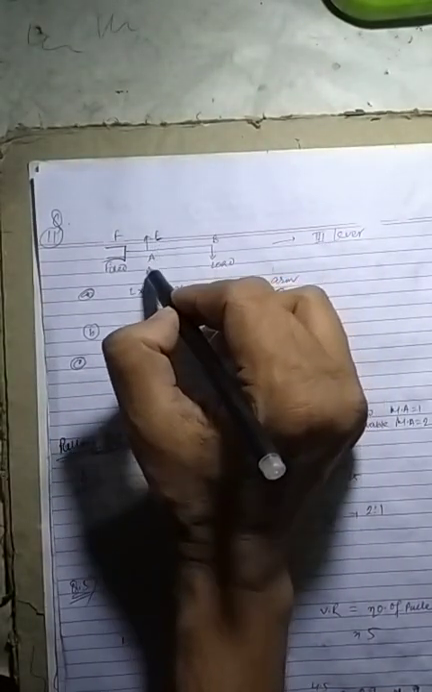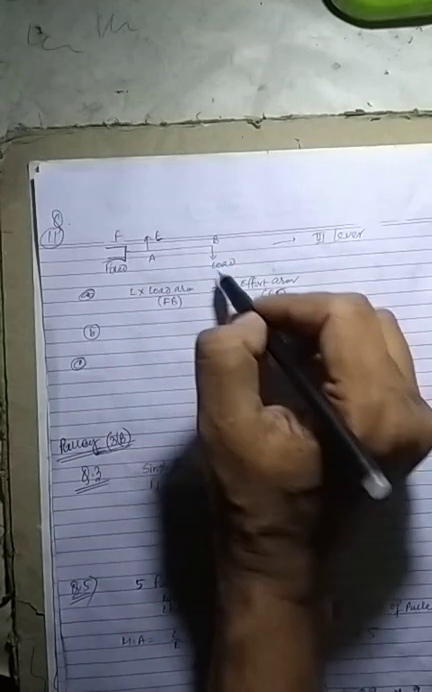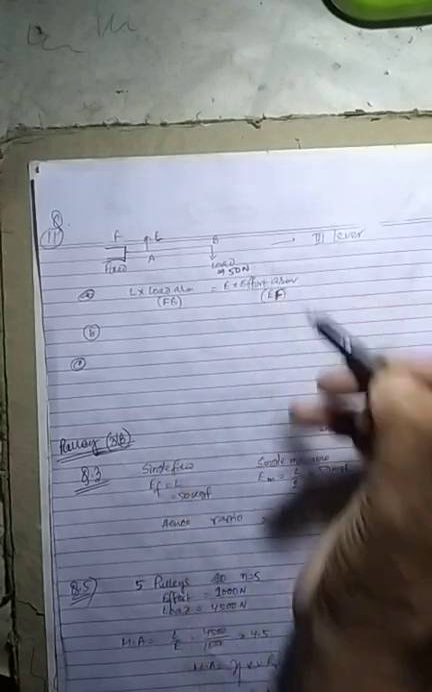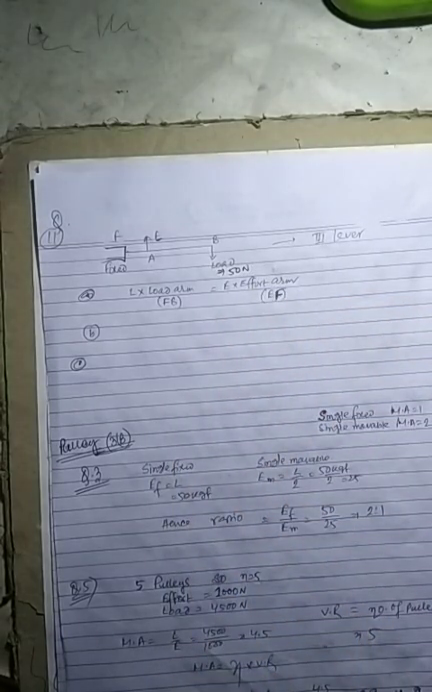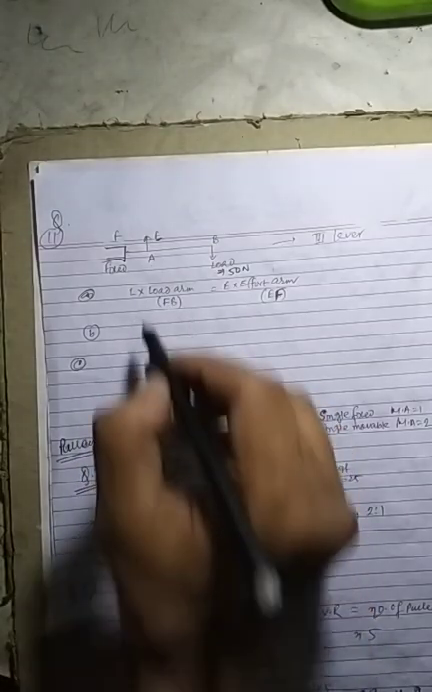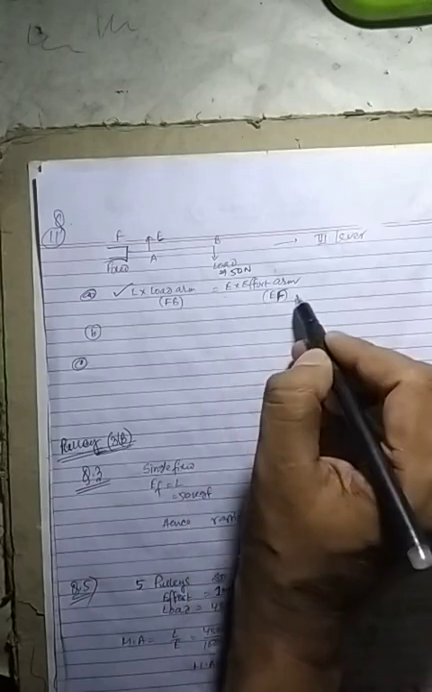Okay, effort E, points A, B. The load value is 50 Newton, already given in the diagram. Okay, load is 50 Newton. State the principle of moment as applied to the above lever. So the principle of moment means load into load arm is equal to effort into effort arm.